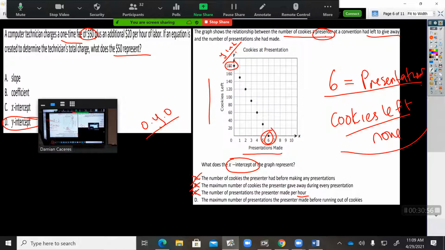And obviously, our answer is D. Let's read it. The maximum number of presentations before running out of cookies. That tells me 6 presentations, no cookies. So, the answer is D.